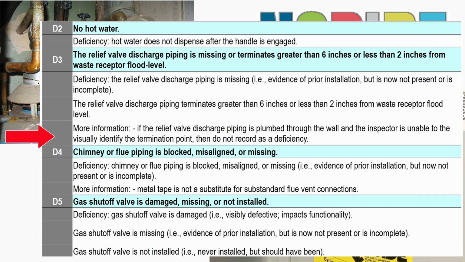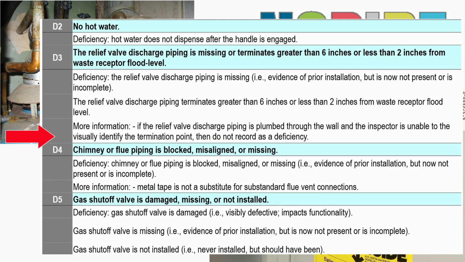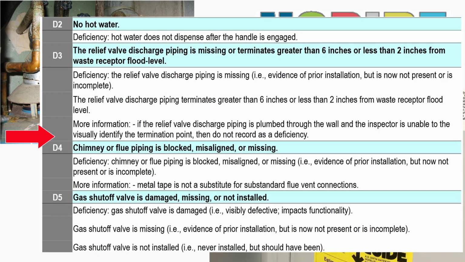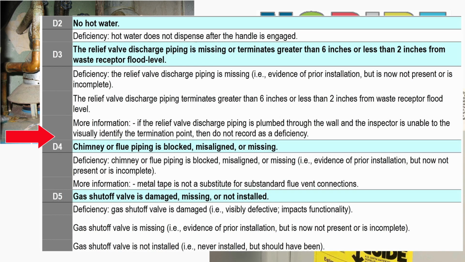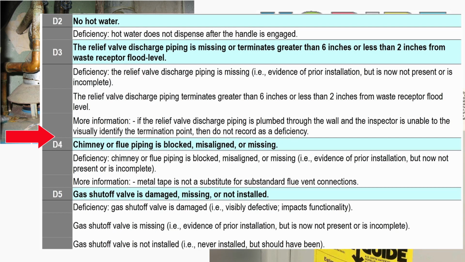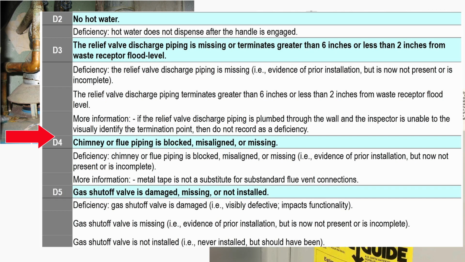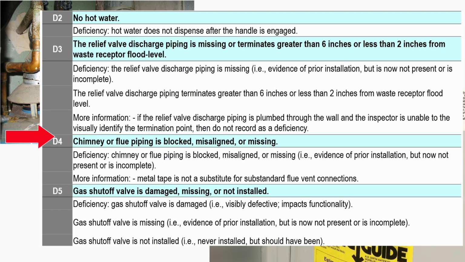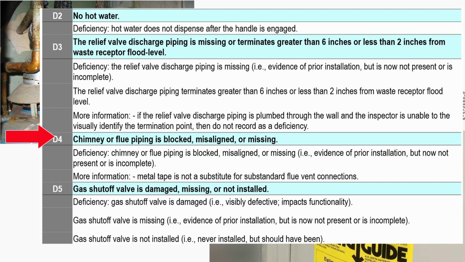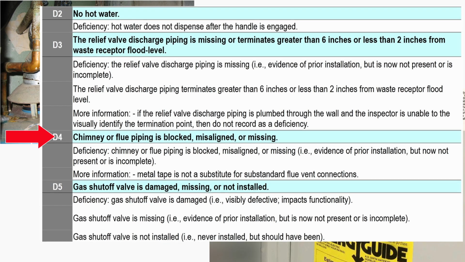level. So in UPCS, we were merely looking for the TPR to be within 16 inches of the floor. Now we're looking for it to be within 2 to 6 inches from the flood level of any sort of pan that it drains into, or from a floor. Whatever the high water mark would be where the water is being dumped during the release of water from the water heater. More information. If the relief valve discharge piping is plumbed through a wall and the inspector is unable to visually identify the termination point, then do not record as a deficiency.